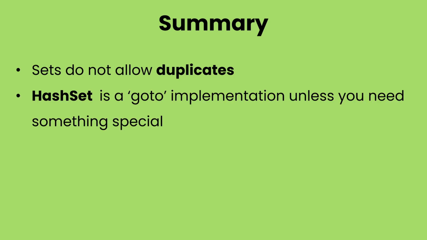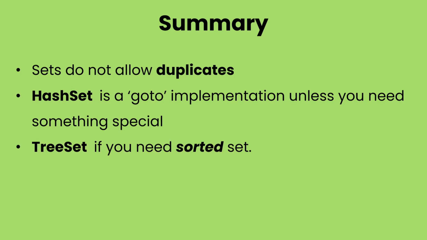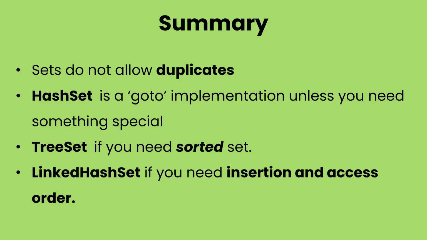To summarize what we've said in this video, sets do not allow duplicates, and this is the main reason why we would use this data structure. And HashSet is a go-to implementation unless you need something special. If you need sorting, then you should use TreeSet. If you need order of insertion and access, then you should use LinkedHashSet. And of course, like we mentioned, different time complexities are available for different implementations. And again, the choice of which implementation to use depends on your use case and what you are trying to achieve.